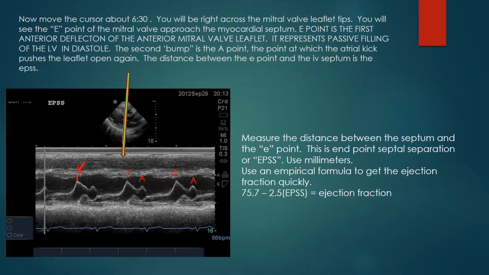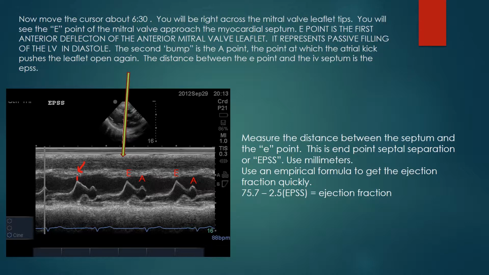And then you'll see two peaks, E and A. E means the wide excursion of the anterior mitral valve leaflet in early diastole, which is a passive filling of the ventricle. And you'll see that that leaflet tip approached the septum. And you can use that number, the EPSS, the endpoint septal separation, to judge ventricular function. The wider that septal separation gets, the poorer LV function you have in general.